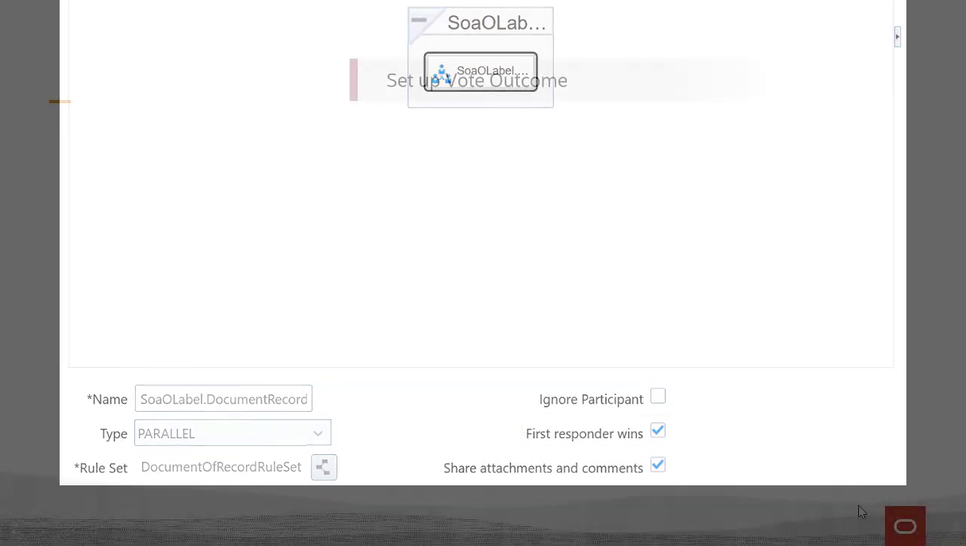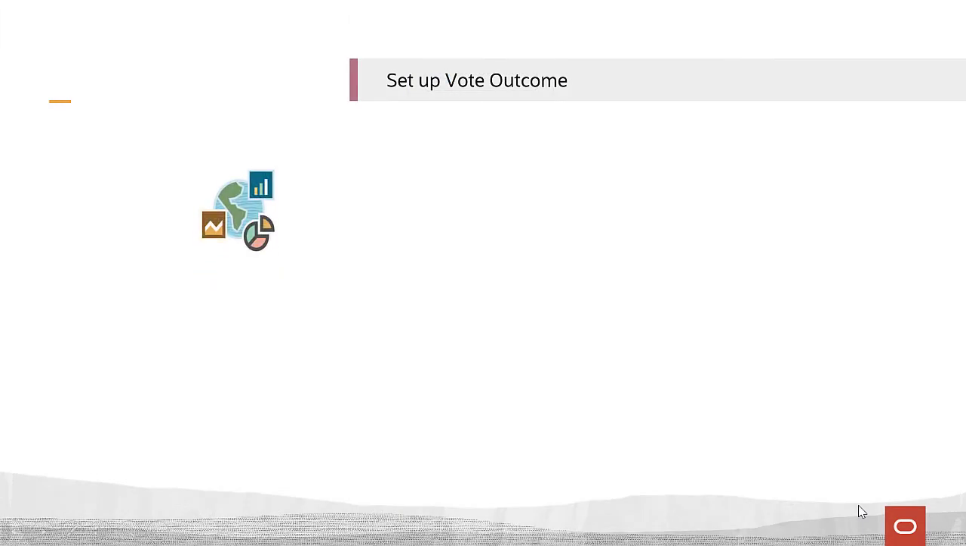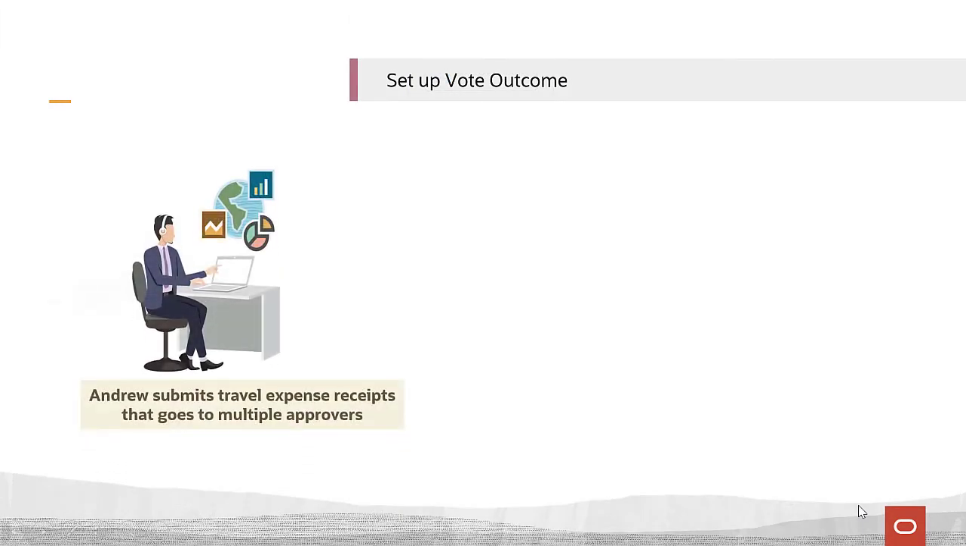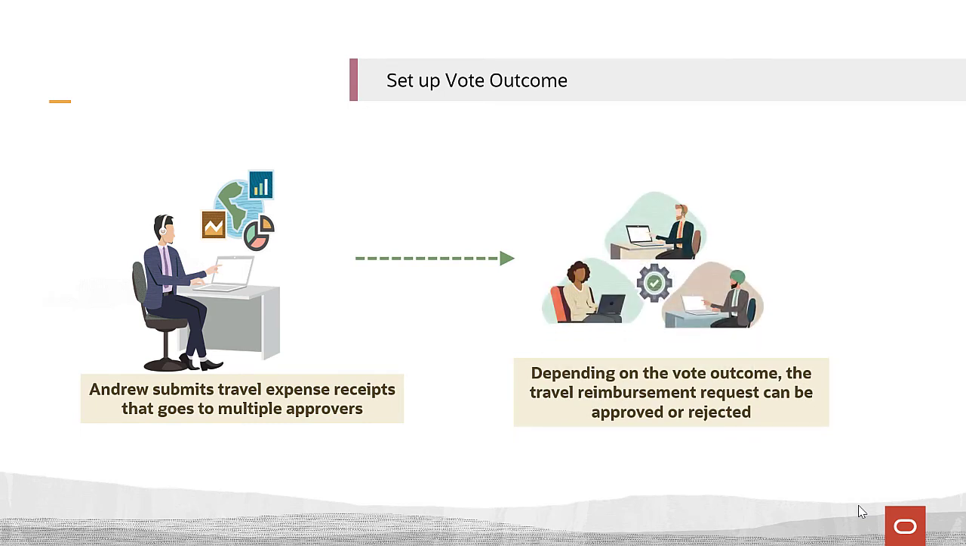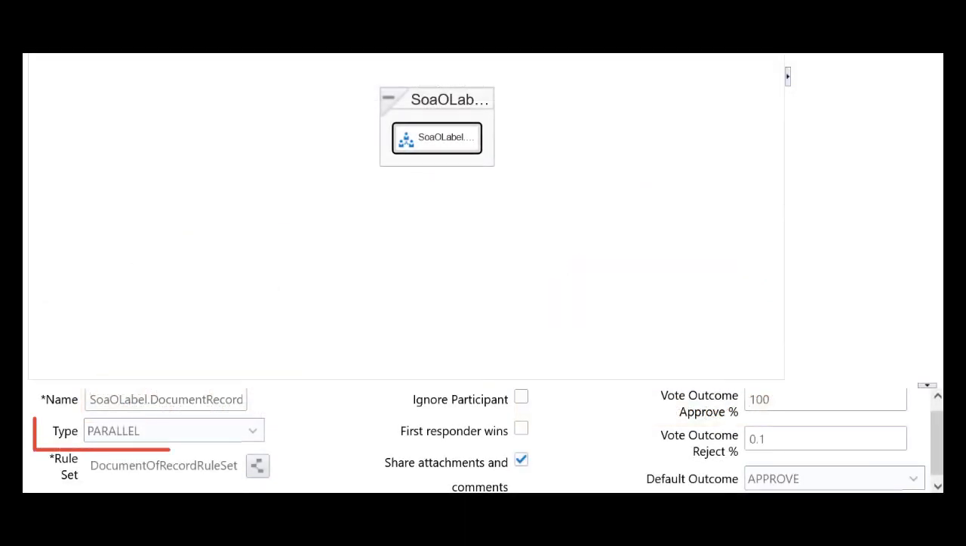In this second example, we'll use the same scenario for approving expense reports and set up the vote outcome based on your organization wanting all approvers to respond to the notification. After you've selected the type as parallel, you can deselect the First Responder Wins field to view the vote outcome fields. Since we want all approvers to respond and approve this transaction, enter 100 in the vote outcome approval percent field. This means all approvers have to approve the transaction for it to move forward.